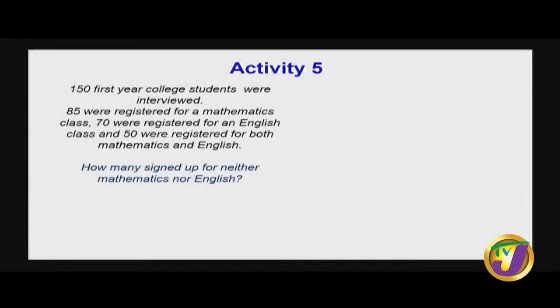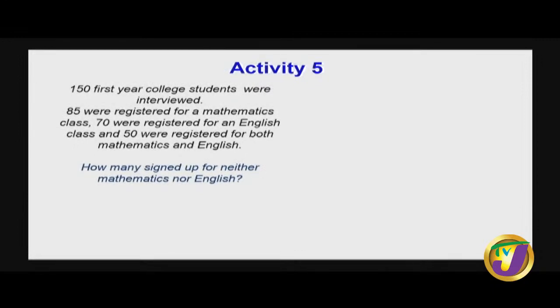So that's why I'm looking at this, and it's a lot of information to process, because the first thing I noticed is that it's 150 first-year students, 85 registered for math, 70 registered for an English class, and already I'm over 150 persons. Did you see that? So clearly, and they did say it, 50 were registered for both mathematics and English. But we also know that there may actually be some that didn't register for either math or English. So look here, for me to pull this together, I need a diagram.